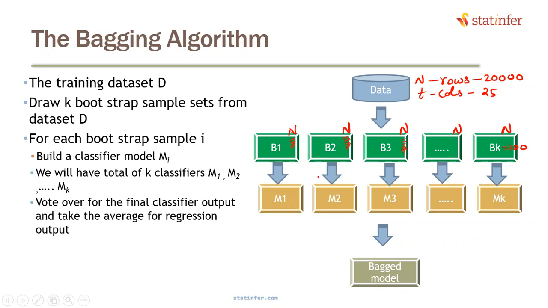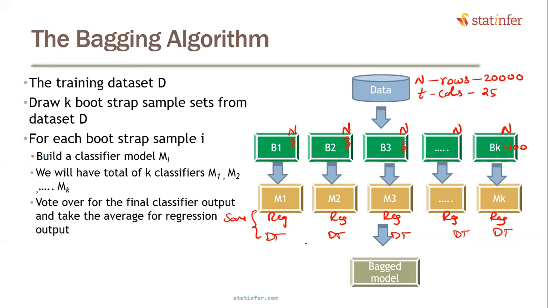On each of the bags, you build a model. Model 1, model 2, model 3, model k. And the model building procedure is the same. The model building technique is the same, which means if it is regression, this is also regression, this is also regression, everything is regression. If it is decision tree, this is also decision tree, this is also decision tree. Everything is the same. The model building procedure must be the same.